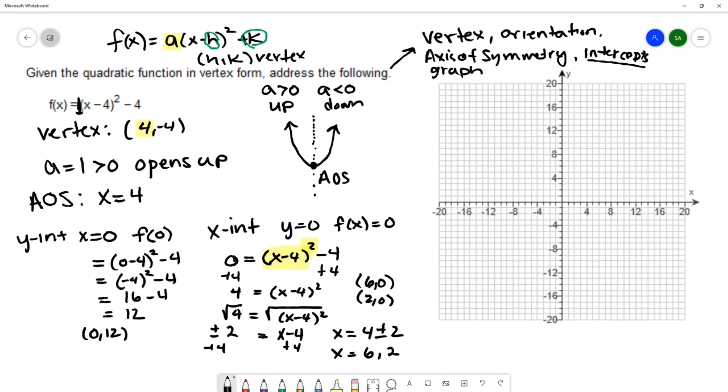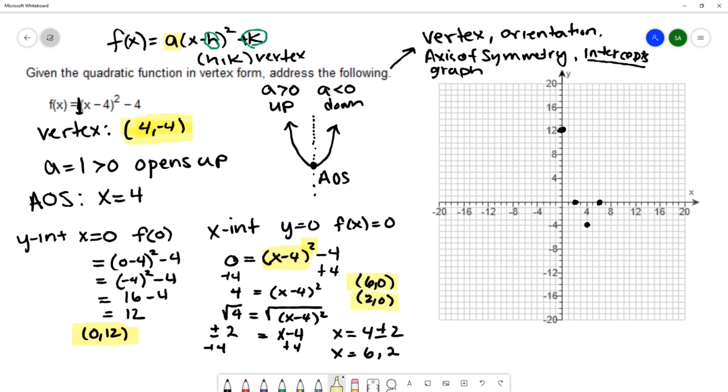Now that I have the intercepts, I'm going to graph this quadratic function. I'm going to use the information that I've gathered. I've got the vertex being (4, negative 4). I have a y-intercept at (0, 12). I have two x-intercepts at (6, 0) and (2, 0). So (4, negative 4), my vertex. I have a y-intercept at (0, 12), an x-intercept at (6, 0), and an x-intercept at (2, 0).